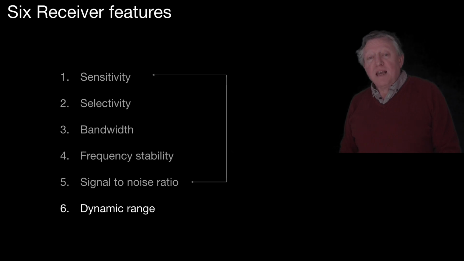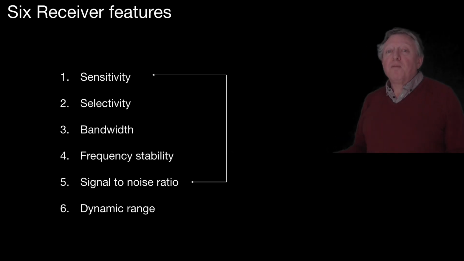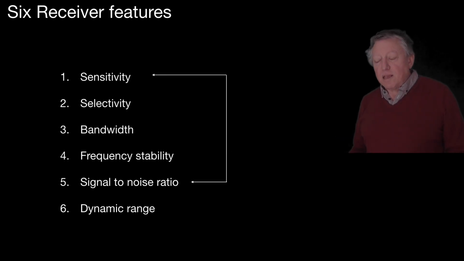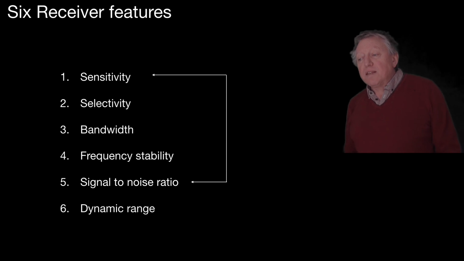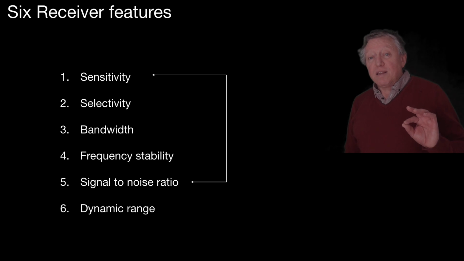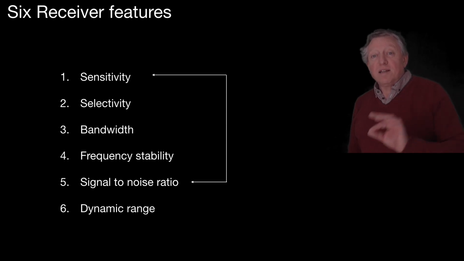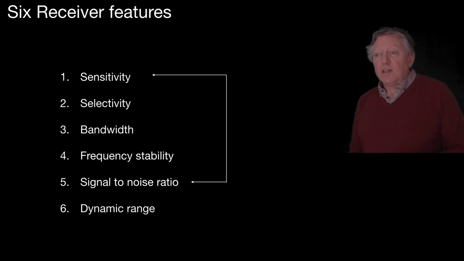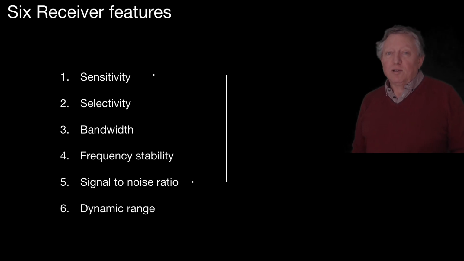Now, of these 6 features, some of them are related, or at least discussed together. One of them is sensitivity and signal to noise ratio. In order to compare like with like, we would normally say that a receiver has a certain sensitivity for a certain signal to noise ratio. In other words, we might say it's got a 0.2 microvolt sensitivity for a 12 dB signal to noise.